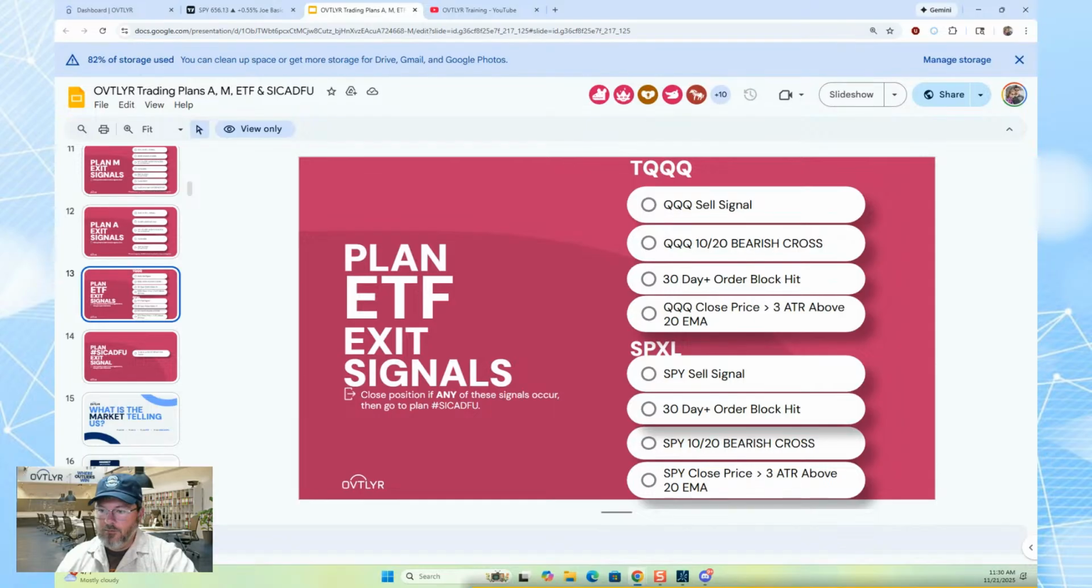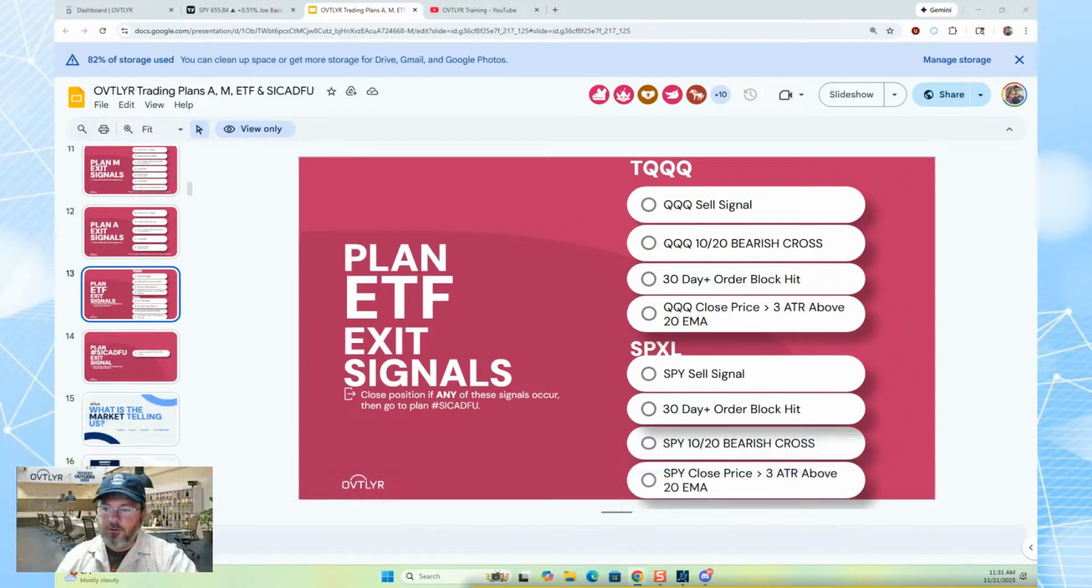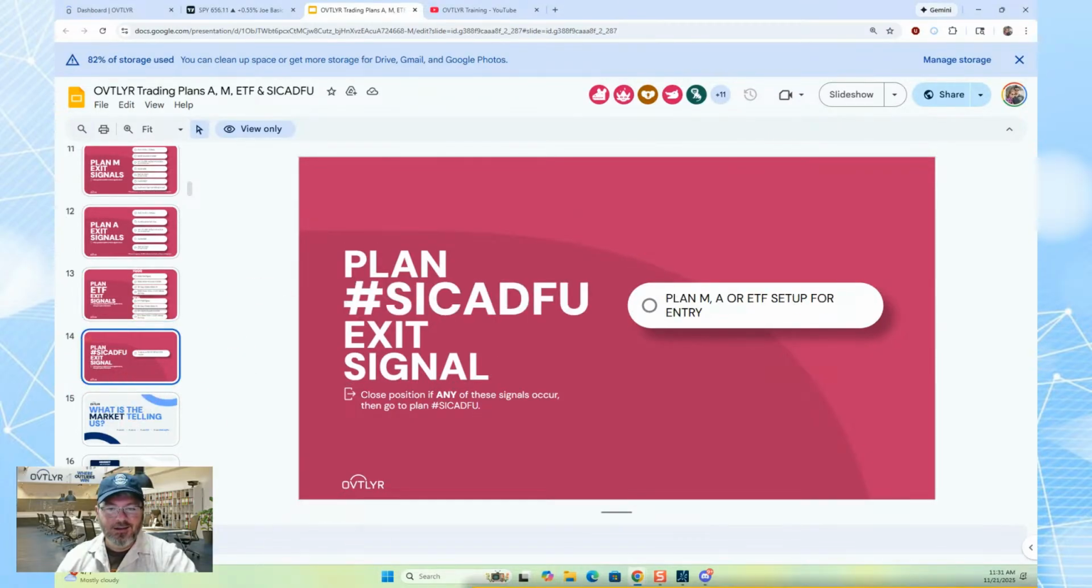Okay, what do we have left? I think we went through all the questions here. What is the bullish bearish cross? We did that one. The overlay we did. All right. I think we made it through all of our questions. So let's do the sit in cash and don't mess up your portfolio. That's our plan right now. Again, because the market is still trending down.